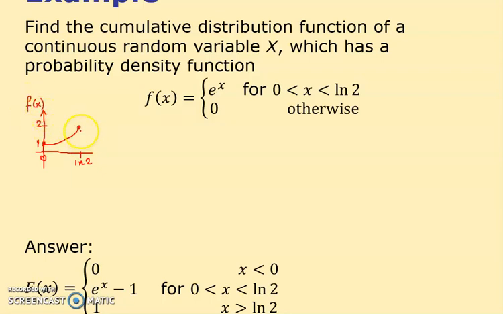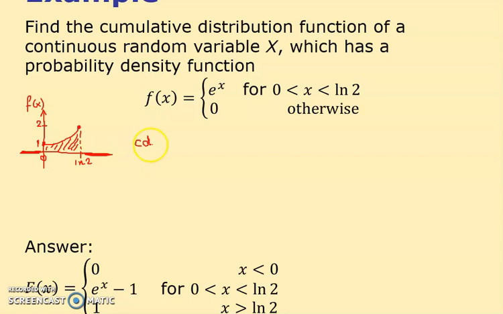Anywhere else, not in between these two values, it is 0. So technically it's there, then it jumps up to there, and then it comes down again over here. But this is my graph. Okay, and it wants the cumulative distribution function.